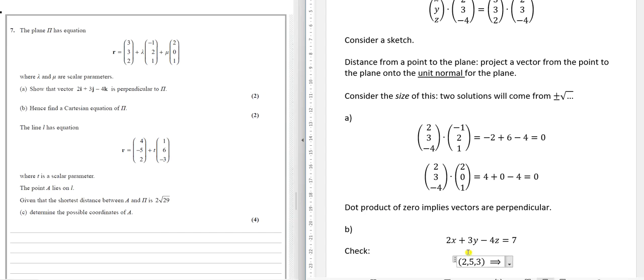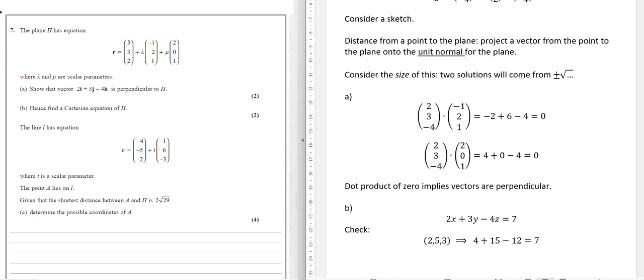And that's going to give me 4 and 15 minus 12, which is 7. This bit you might even do in your head. It's not necessarily something you need to write down, but it confirms for me that I've got the equation correct. And now we get onto the meaty part of the question.